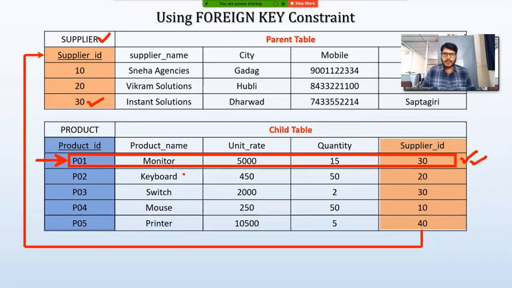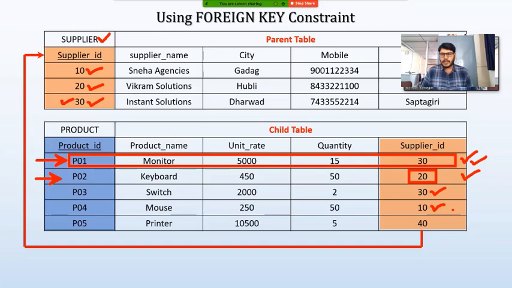Similarly, for the next record, assume that I'm going to store the keyboard value now, and it is actually supplied by supplier ID 20. It will again refer to the parent table and look for the 20 value here. Yes, the 20 value is present here, and it will store this record also. Similarly, 30 is available here. Yes, it will store the 30 value. It will look for the 10 for the next record. Yes, the 10 value is available here, and it will store this particular record also.